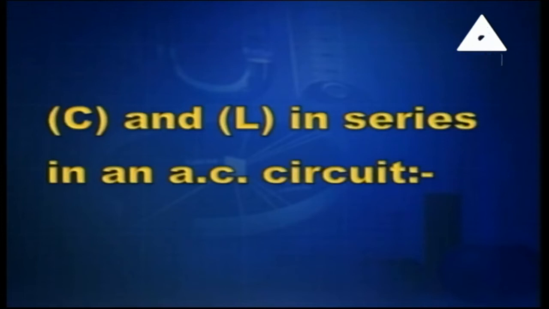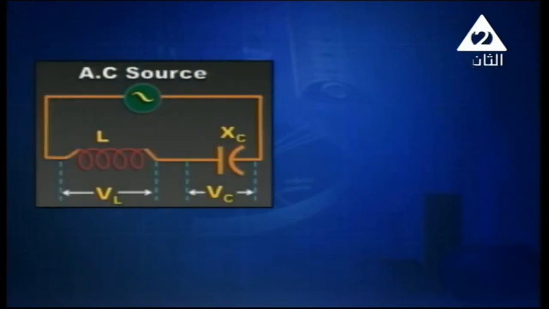And what about the circuit that contains a capacitor and an inductor, a pure capacitor and a pure inductor, in series to an AC supply? Okay, it is shown in front of you right now. The voltage across the coil is denoted by VL, and it is equal to IXL. The voltage across the capacitor is denoted by VC, it is IXC.